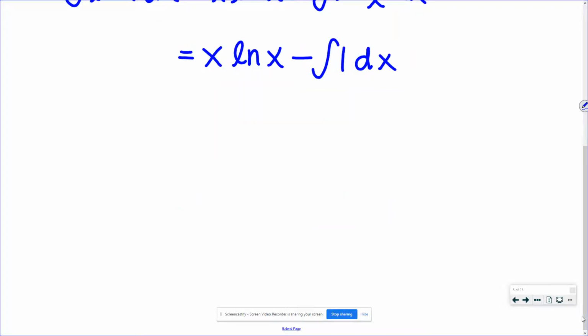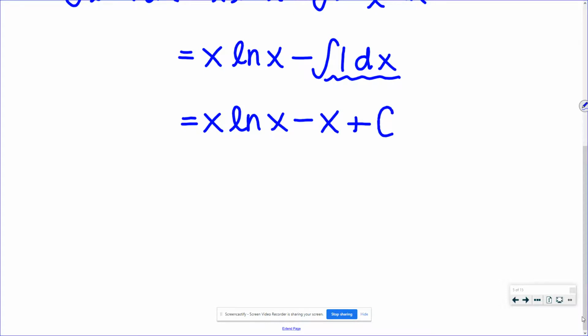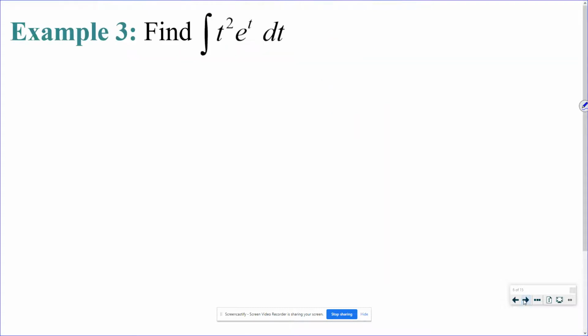And remember, you still have to antiderive this part. So you still have to go one more step. Antiderivative of 1 would be 1x plus c, and you're done. Okay, let me show you where this can get a little bit tricky. So I have 2 more examples for you.